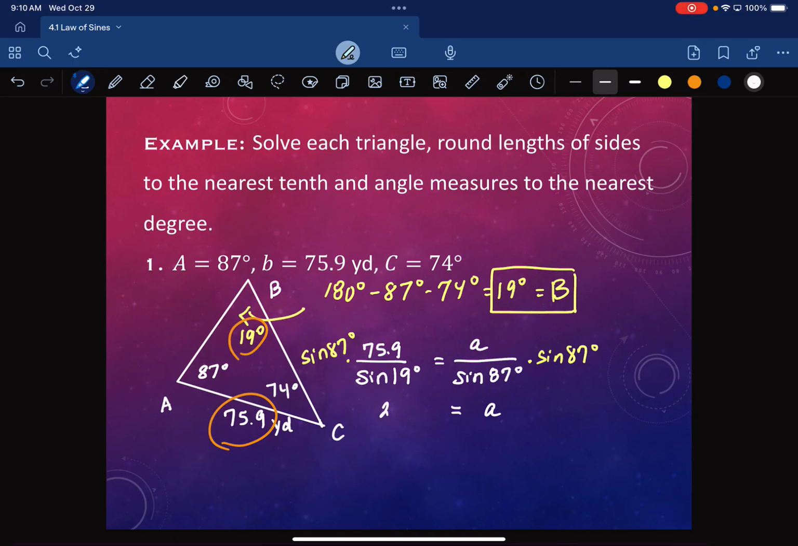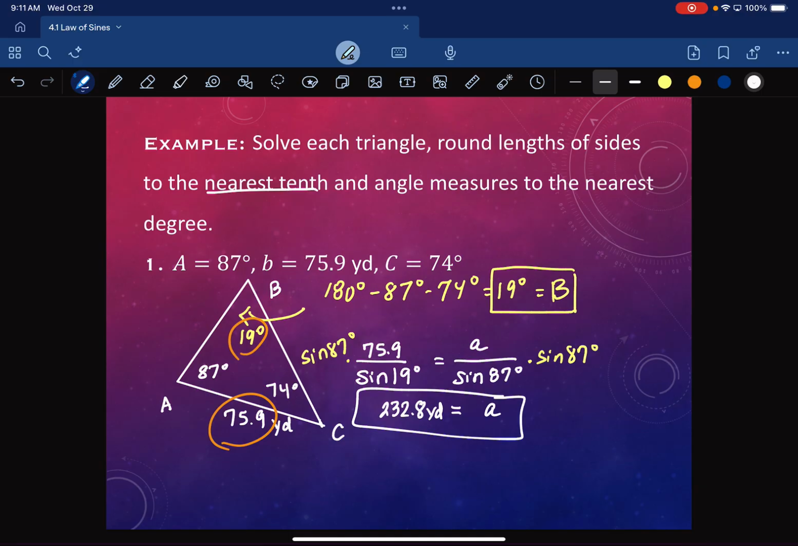Yep, 232.8. We're using one decimal because it told us to, right? Nearest tenth. And it has units: yards. So that's side A. What do I still need to find?